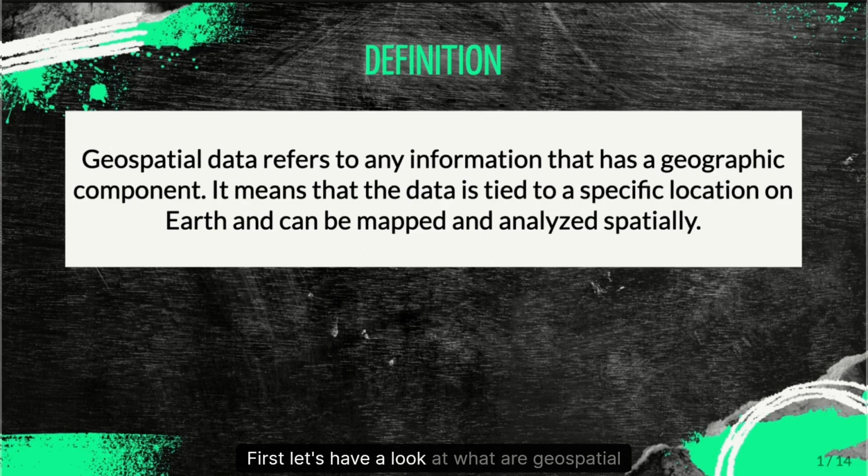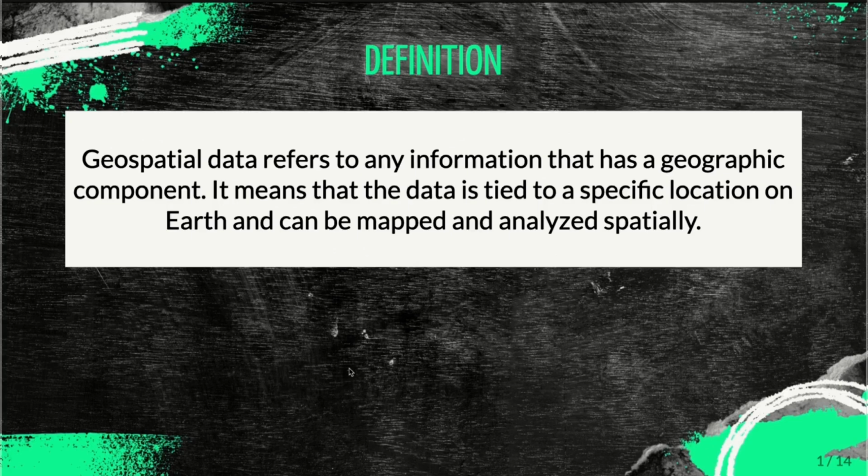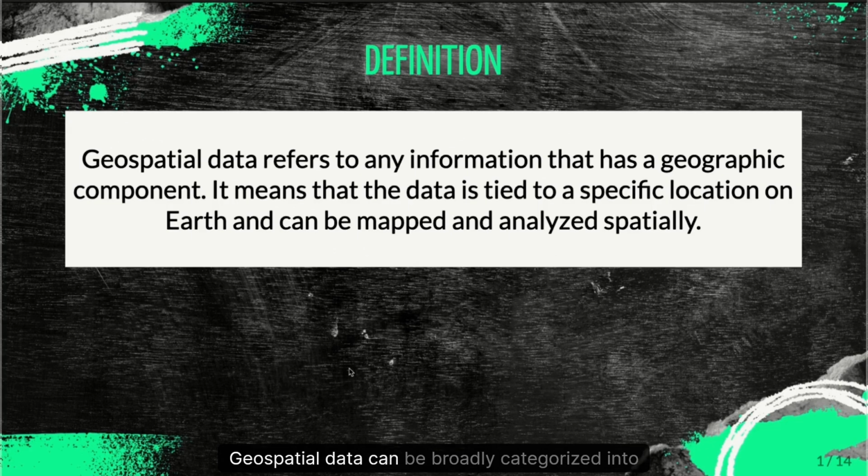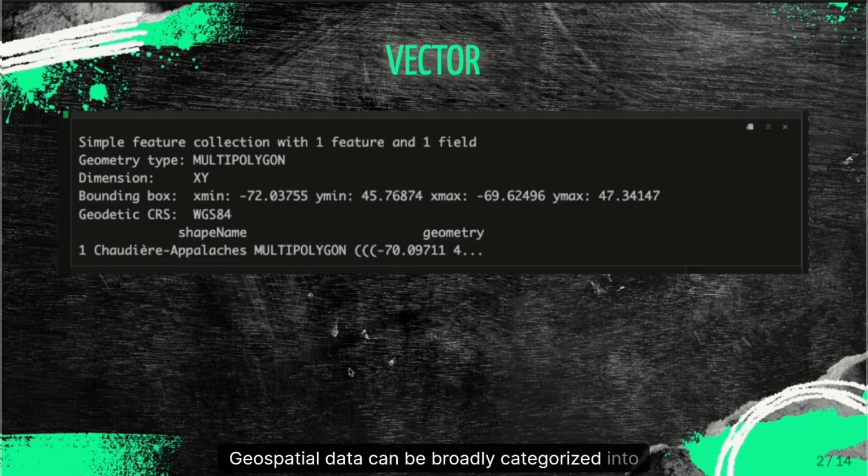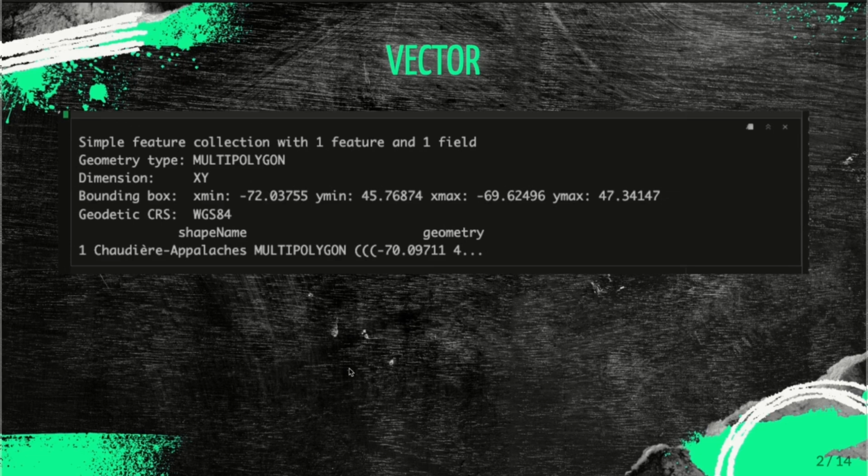First, let's have a look at what geospatial data is. In fact, it refers to any information that has a geographic component. It means that the data is tied to a specific location on Earth and can be mapped and analyzed spatially. Spatial data can be broadly categorized into three main components.